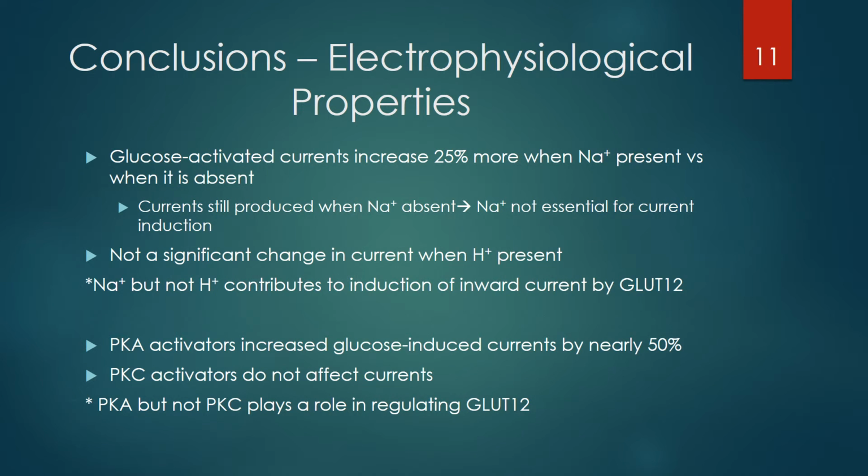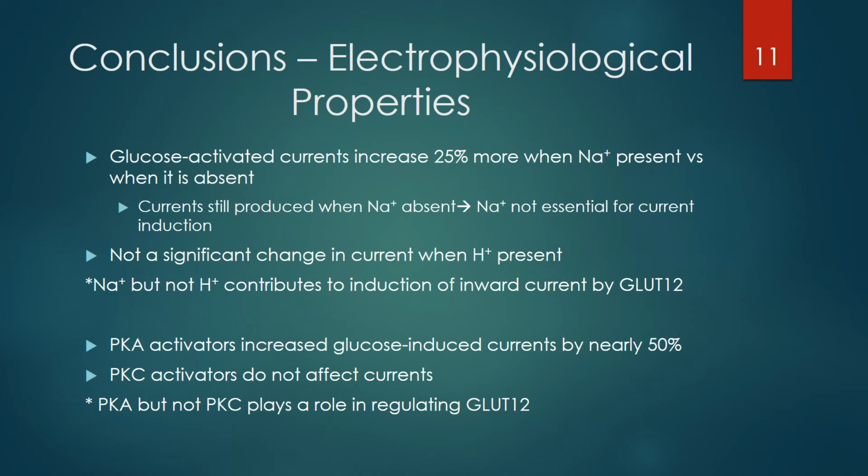Just in terms of the electrophysiological properties, the currents of the glucose-activated GLUT12 molecules increase nearly a quarter more when sodium is present versus when it's not present. There were still currents being produced when sodium is absent, showing that sodium is not essential for current induction. And in terms of the hydrogen ion effect on current induction, there's not really a significant change in the current. Taken together, these results show that sodium ions, but not hydrogen ions, contribute to induction of currents by GLUT12.